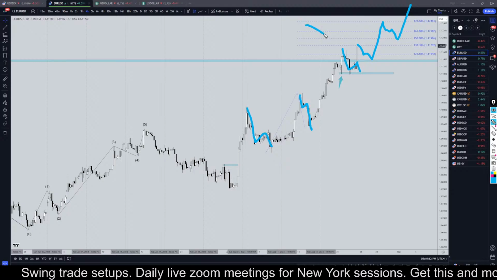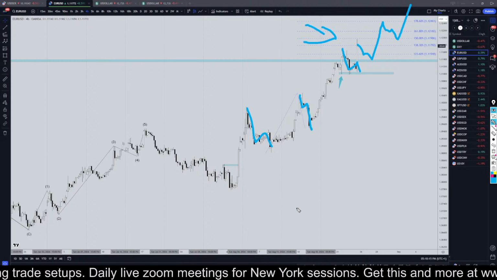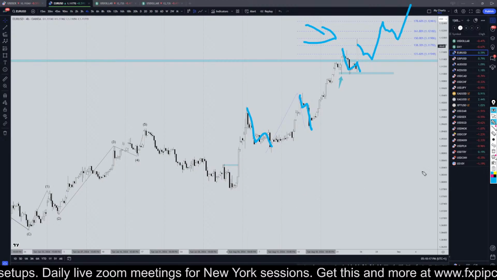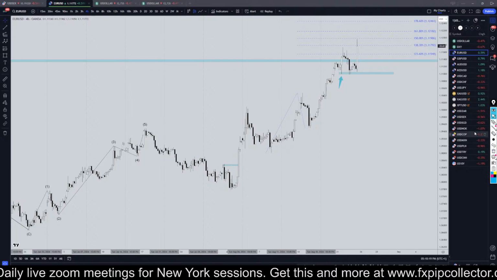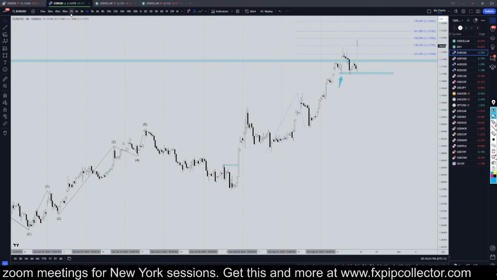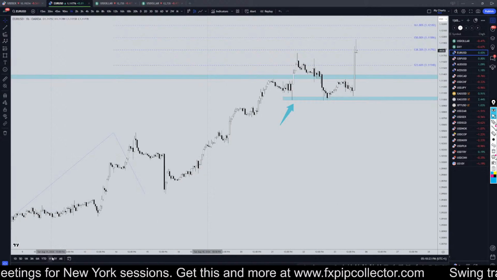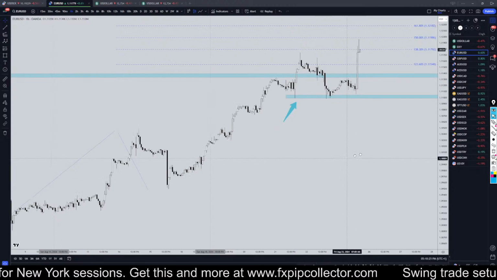I would never look at this picture right here and say, man, that looks like a good short. Like I said, even when I started trading in 2009, I would have never looked at something like this and said, man, that looks like a really, really good short.